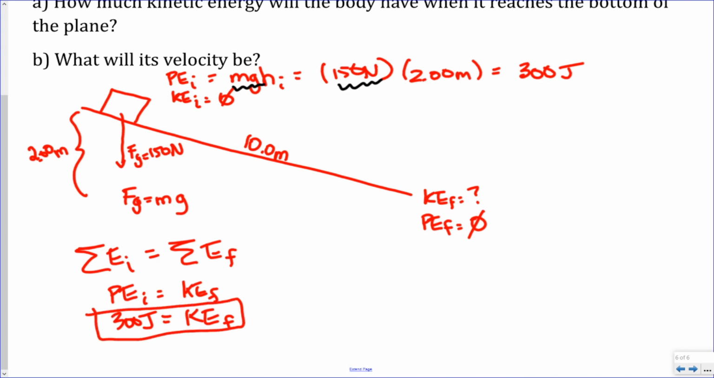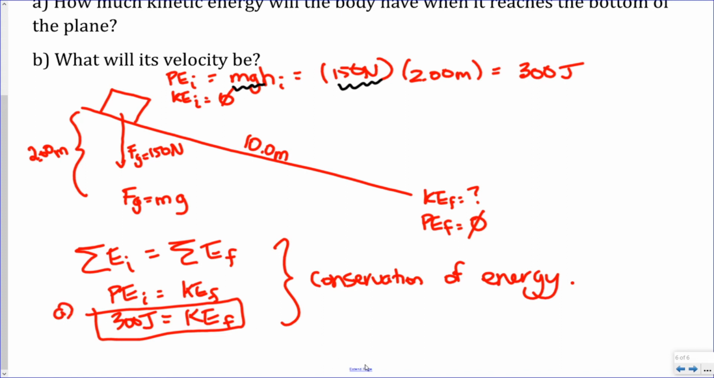What was its kinetic energy final? 300 joules, and this was because of the conservation of energy. And we didn't have to worry about any friction, so we knew that this setup is good. So that's actually my answer for question A.